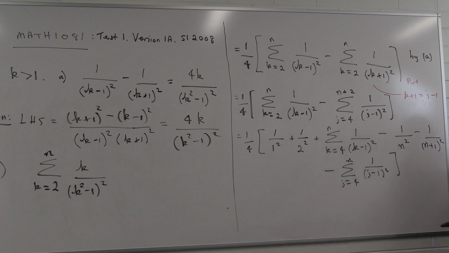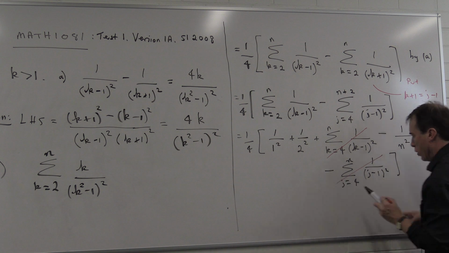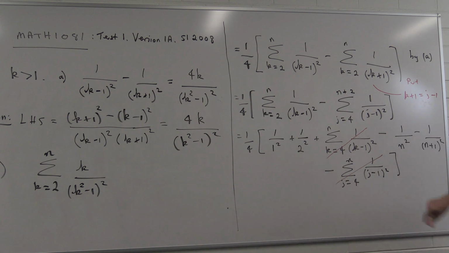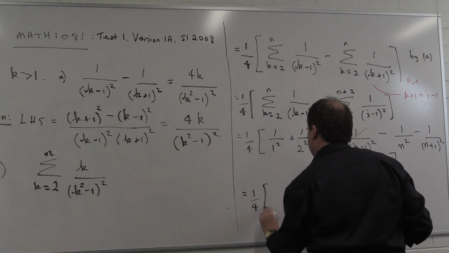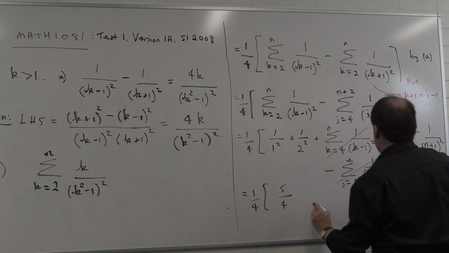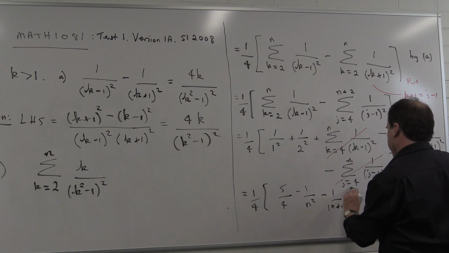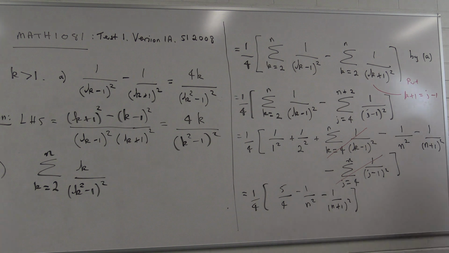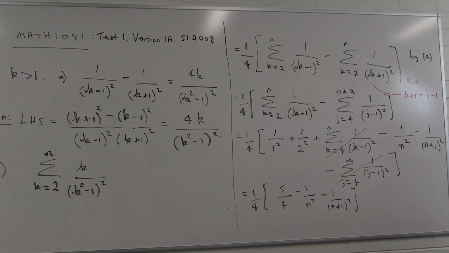squared, close big bracket. Now at this point, these two series, this j and k are dummy variables, these are exactly the same series, so these two series cancel out. All the terms there cancel out one with the other, and I'm just left with a bit at the beginning and a bit at the end. So I end up with 1/4 times, now this is 1 plus a quarter's 5/4, and then I've got minus 1 on n squared, minus 1 on n plus 1 all squared. I could simplify that at the end. It's probably best left as it is. You could put them over a common denominator, but I think I'll just leave it like that.